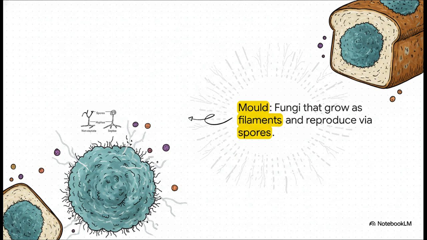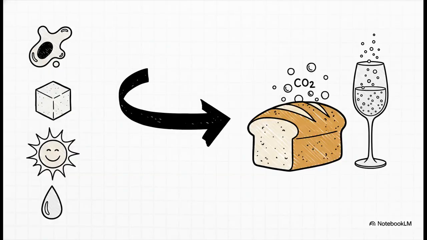Then you've got molds. These are fungi that grow in long, thread-like filaments. And what we see as that fuzzy patch on old bread is actually a massive colony of these filaments, all grown from a few microscopic spores that were just floating around in the air. And finally, yeasts. Now, these single-cell fungi are absolute masters of fermentation. All you have to do is give them a little sugar, some warmth, and some moisture, and they just get to work, producing the alcohol and carbon dioxide that are so essential for making things like bread and wine.